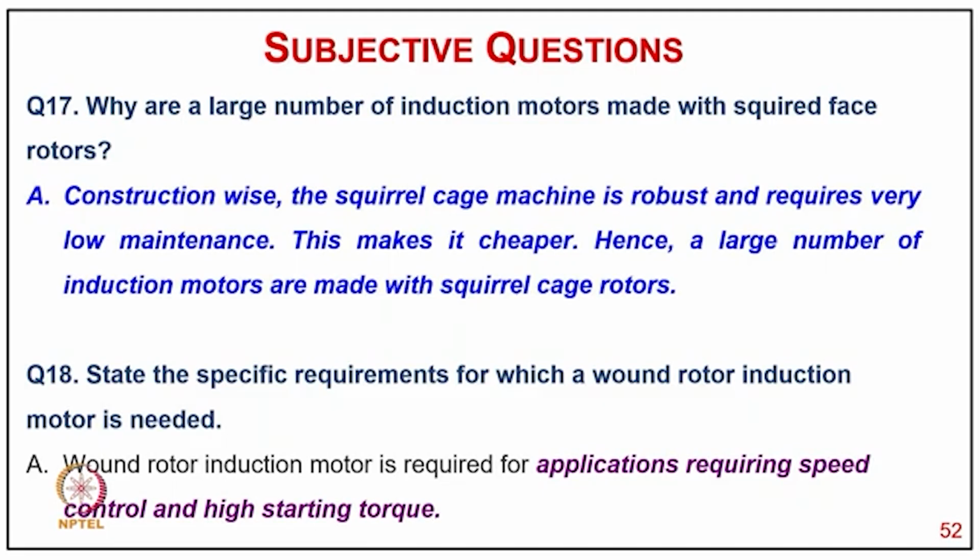Now, question 17: why are a large number of induction motors made with squirrel cage rotors? Construction wise, the squirrel cage machine is robust and requires very low maintenance, and this makes it cheaper. Hence, a large number of induction motors are made with squirrel cage rotor. Question 18: state the specific requirement for which wound rotor induction motor is needed. The answer is, wound rotor induction motor is required for applications requiring speed control and high starting torque.